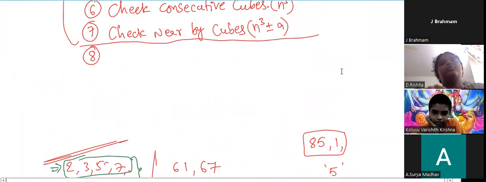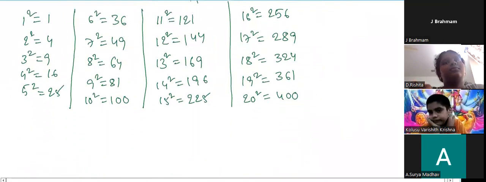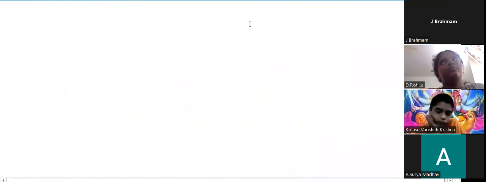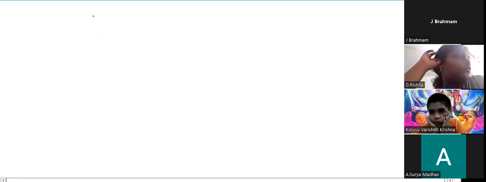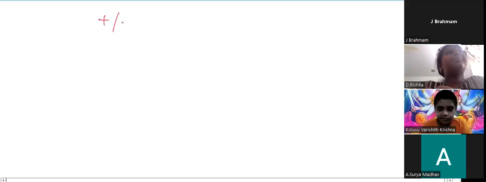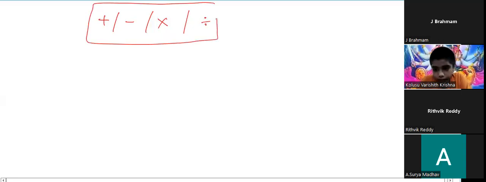Okay, next point, number 8. Till now, we are just identifying whatever is there in our mind. We know perfect square numbers, perfect cube numbers, even numbers, odd numbers. We are just verifying those things. Now we are going to the mathematical operations. What are the 4 mathematical operations we have? Addition, subtraction, multiplication, and division. These are the 4 mathematical operations we have.